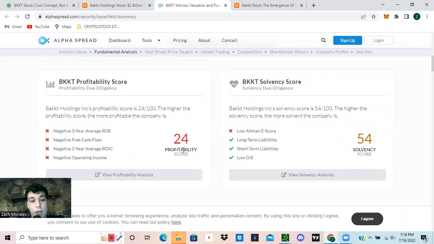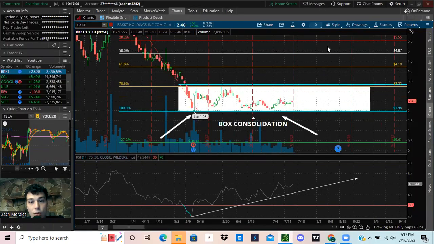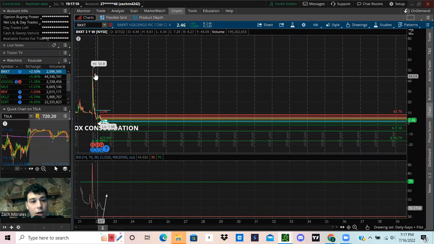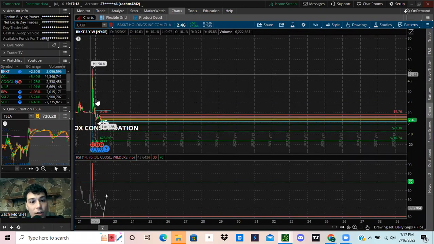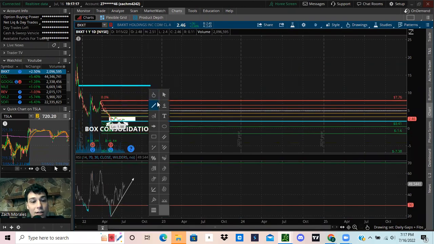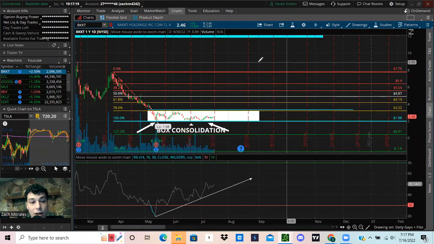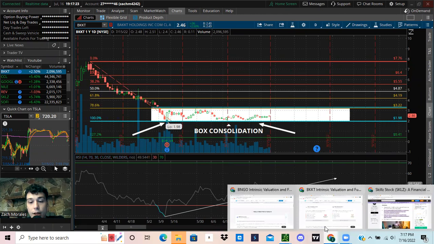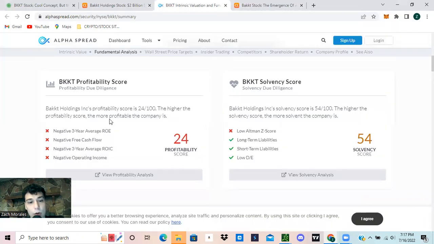All right. We'll go into it a little bit more and look at their profitability score. Very bad profitability score of 24. Their solvency is decent. It's at 54. Okay, not the best. But one of the main reasons that you've seen this stock get hurt so much and fall so much. All right, let's look at the weekly chart. This thing was up at $50 and it's trading at $2 right now. So that's, in my opinion, the major reason that this stock has been hurt and harmed so much on the price. All right, is because it's not profitable.